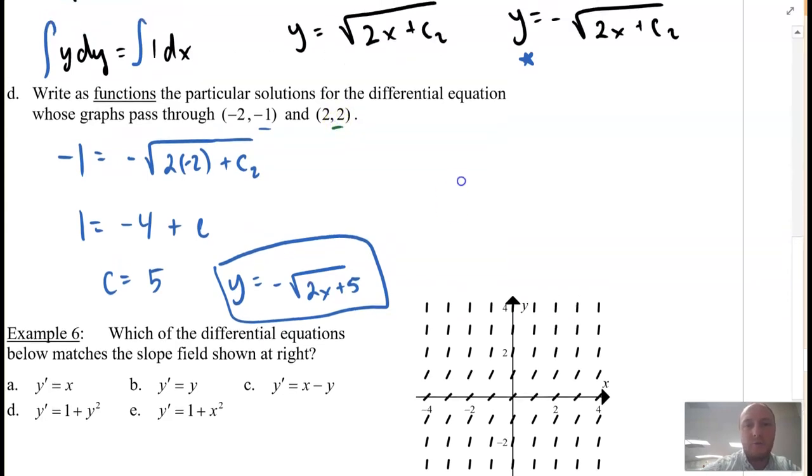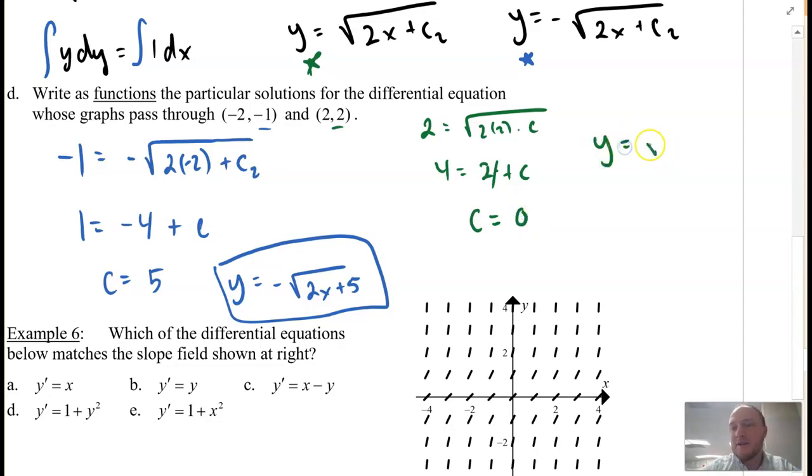Okay, again, the y value is positive, so we're going to use this equation. So 2 is equal to the square root of 2x plus c. Square both sides. Sorry, I forgot to plug in 2. It's 4. 2 times 2 gives us 4 plus c, and thus c is equal to 0. So y is equal to the square root of 2x. And there's that particular solution.